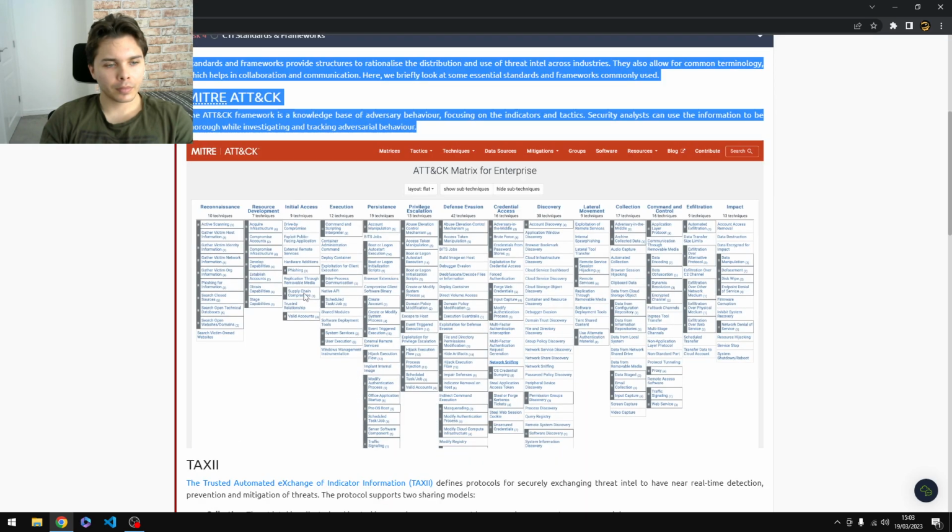MITRE ATT&CK. The ATT&CK framework is a knowledge base of adversary behavior, focusing on the indicators and tactics. Security analysts can use the information to be thorough while investigating and tracking adversarial behavior.